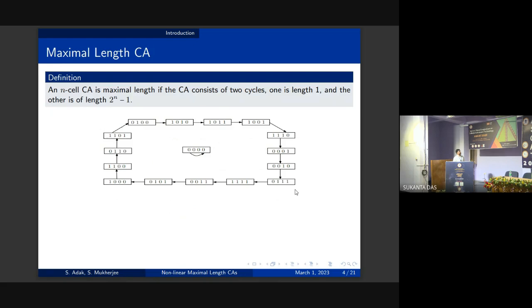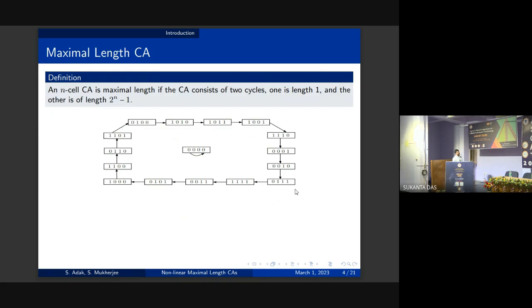So this is the basic definition of maximal length CA. An n cell CA is maximal length if the CA consists of only two cycles, one of length one and another of length 2 to the power n minus 1. That means if all the configurations except one lie in a single cycle, then the CA is a maximal length CA. This is the transition diagram of a 4-cell CA.